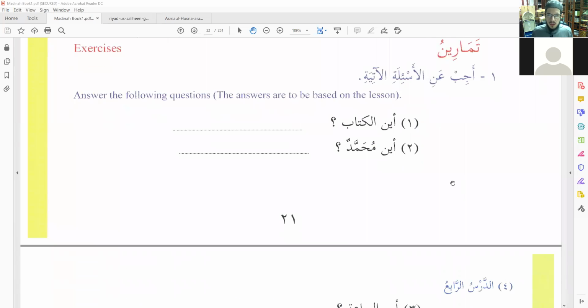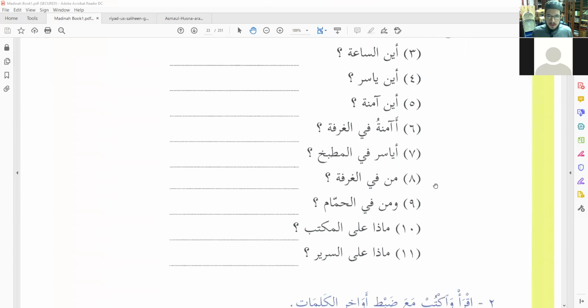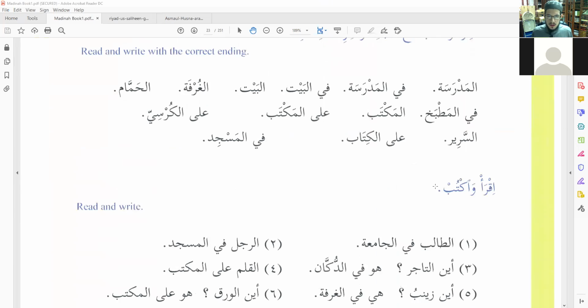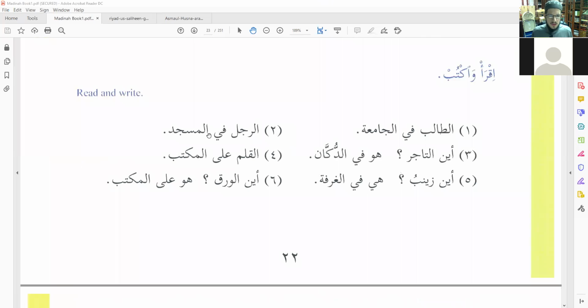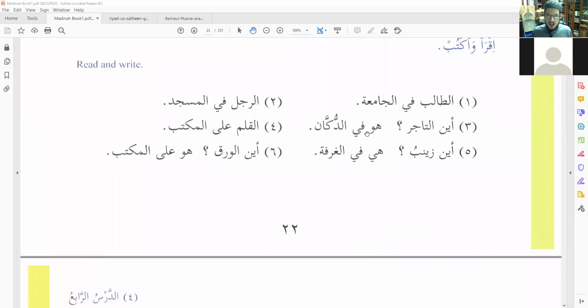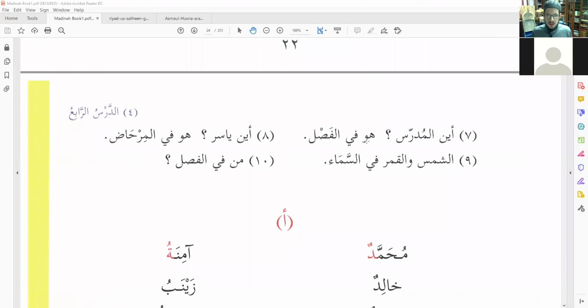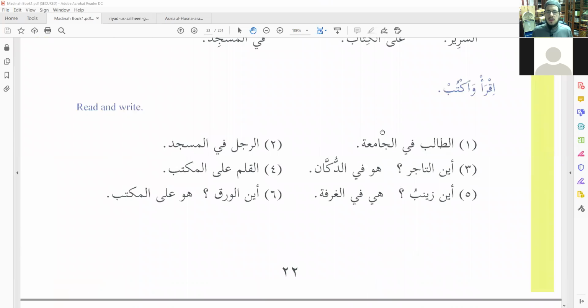So I believe where we left off, if I recall, no, we finished all this, didn't we? We were here at Talibu fil Jamiati, I believe. Okay, so we'll go down our list of classmates.